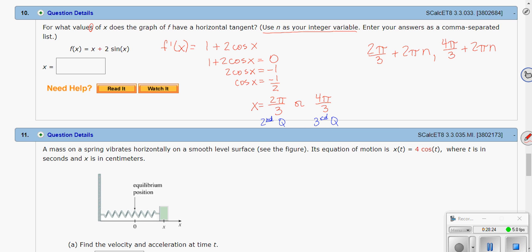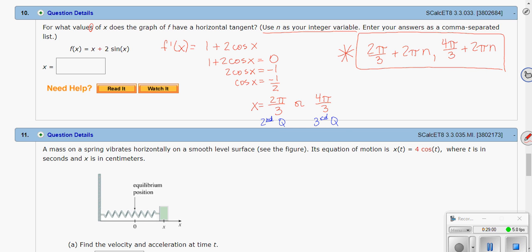Same thing with the 4 pi over 3. If n is 0, you have 4 pi over 3. If n is 1, you're going to have 10 pi over 3. If n is 2, you're going to have 16 pi over 3, and so on and so forth. So these should be your 2 generic answers. I wanted to make sure and do one like that in class so that you understood what they're getting at. You could also get negative values if you put in a negative integer for n. But anyway, I think you catch the drift there.